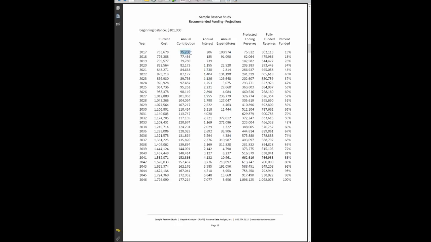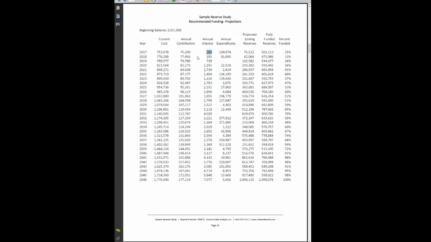This is how much, in this particular funding model, we're recommending they place into the reserve account. Again, this is not the HOA dues or any other amount collected. This is specifically the amount that we're recommending they place in the reserve account on an annual basis. And again, this is going to increase, in this particular case at 3% to offset inflation. It's going to increase from $75,200 all the way up to $177,000. And again, that's a significant increase over that 30-year period, but it's to offset the significant increase of the current cost, which goes from $753,000 to $1.776 million.